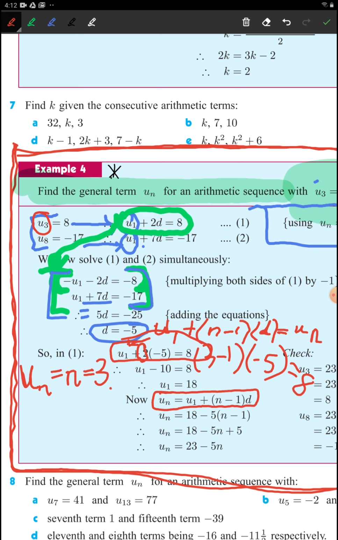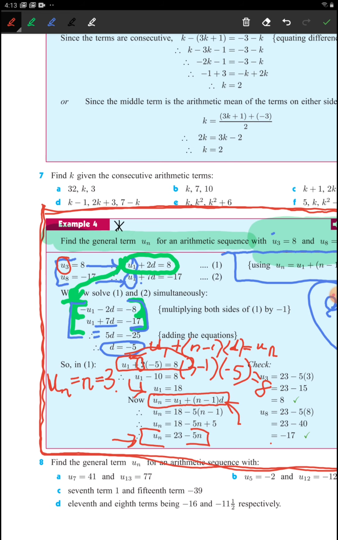And then all they did at that point was solve for U sub 1. Then they went back and said, okay, now we know what the common difference is. Now we know what the first term is, which is U1. We can finally figure out the general formula. So they plugged in everything they knew here, and then solved for U sub n for the general formula, and that is it.